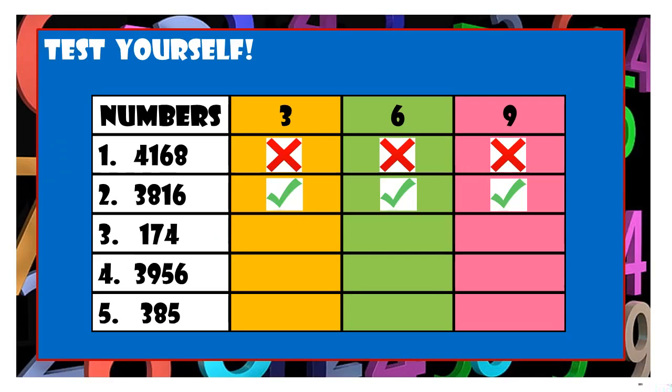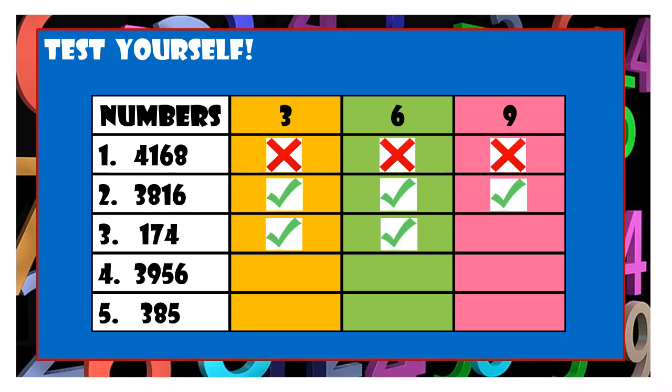So let's move to number 3. 174. Is it divisible by 3? Yes, it is divisible by 3 because if we add the digits, 1 plus 7, it is 8, plus 4, it is 12. 12 is divisible by 3, therefore 174 is divisible by 3. How about 6? Is it divisible by 6? Yes, it is divisible by 6 because 174 is divisible both by 2 and 3.